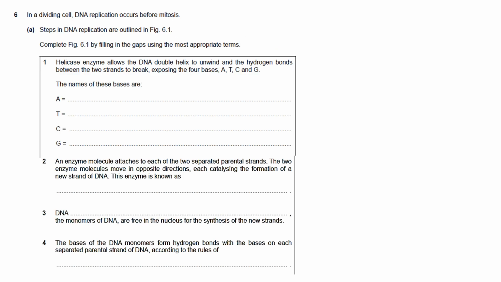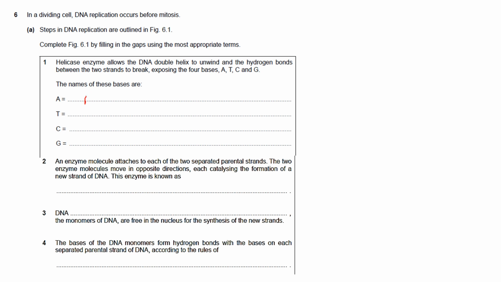And now we make it to the last question. And this last question is one of my favorite questions. This question has been in many past papers, so I'm so used to seeing it. When I saw it here again, I said, well, at least they've had some kind of mercy on you with this paper. It says in a dividing cell, DNA replication occurs before mitosis. Steps in DNA replication are outlined in this figure, so complete the figure. Helicase allows the DNA double helix to unwind, and the hydrogen bonds between the 2 strands to break, exposing the 4 bases A, T, C, and G.